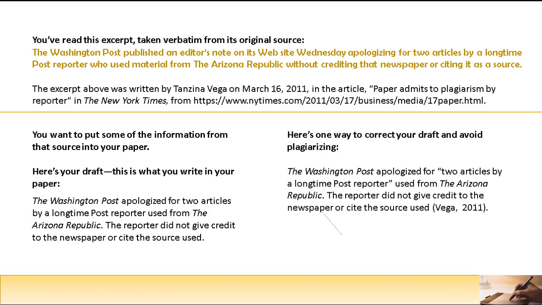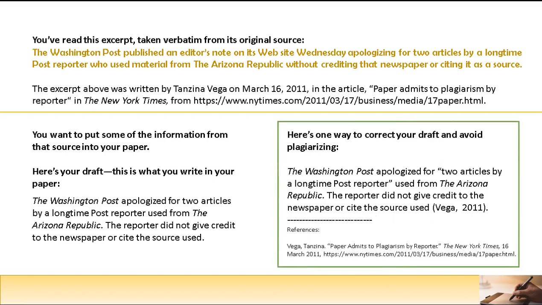Here's one way. You'll notice we have quotation marks around your quote, and we have at least 2 pieces of information about the source from which it came, both the name of the author and the year it was published. We also note that Vega and 2011 appear at the end of your second sentence because both sentences include information that comes from that source. And lastly, we have a complete citation of the source.